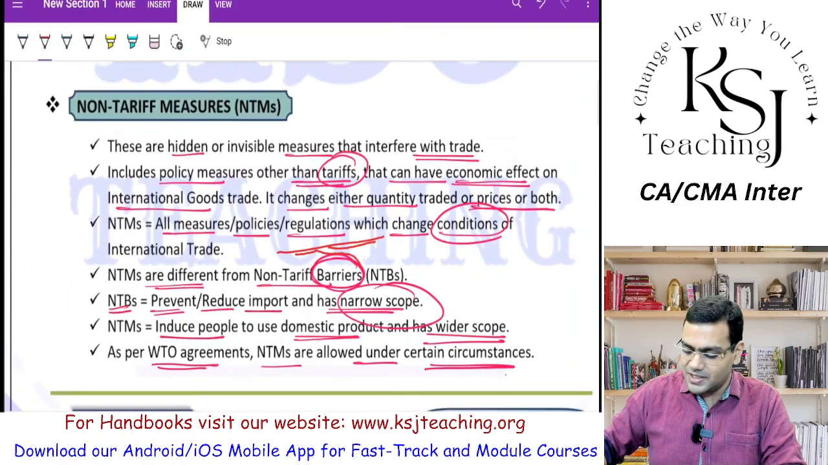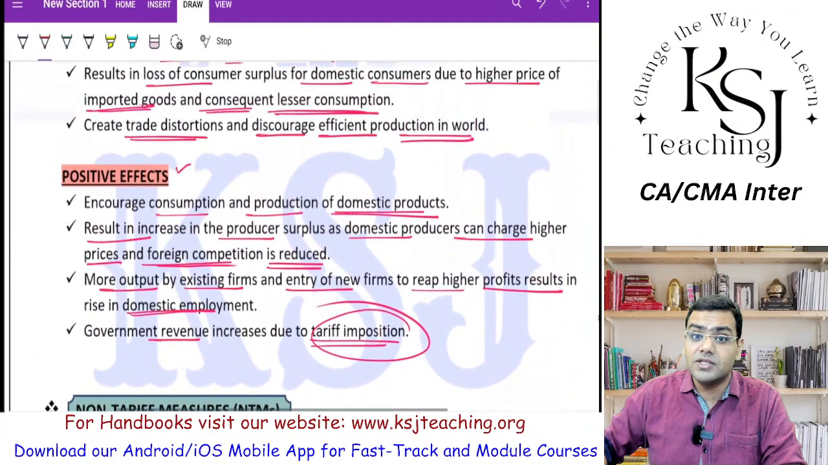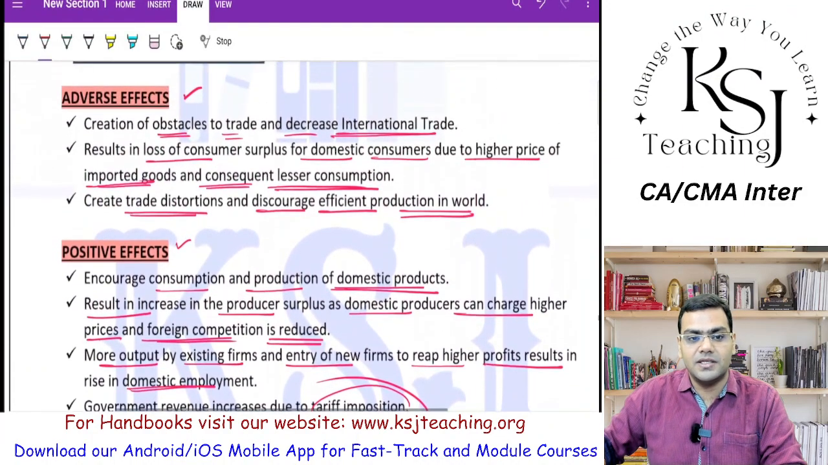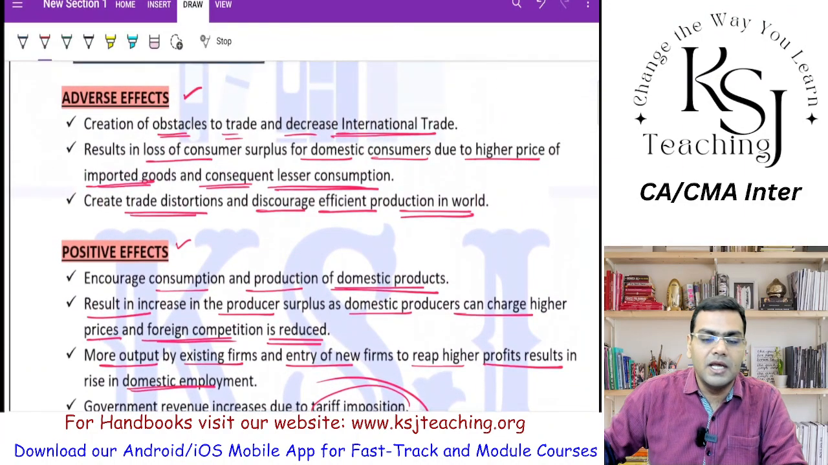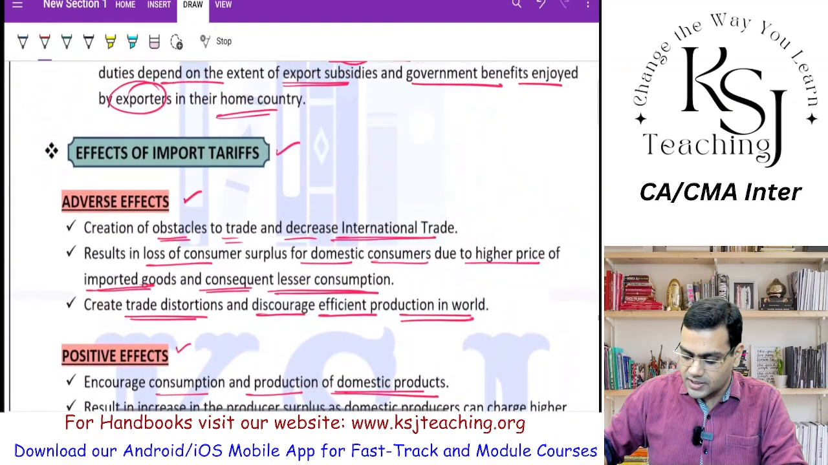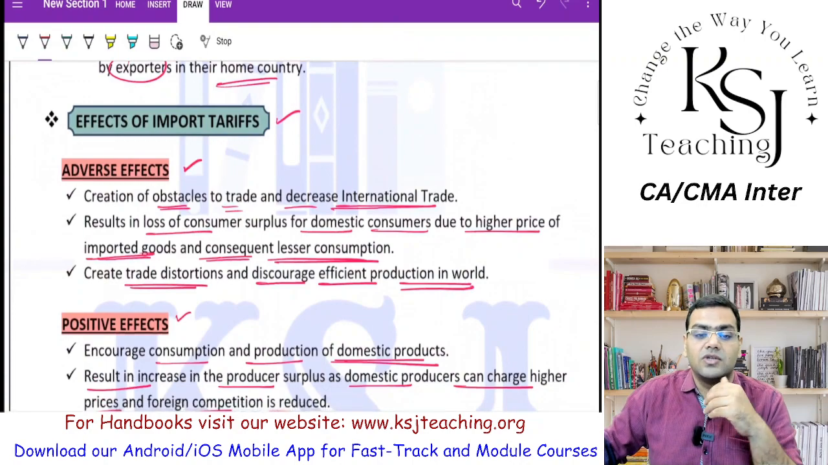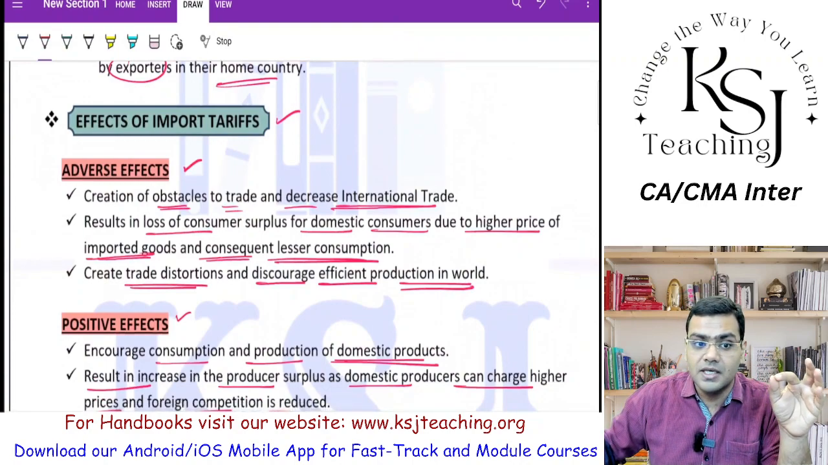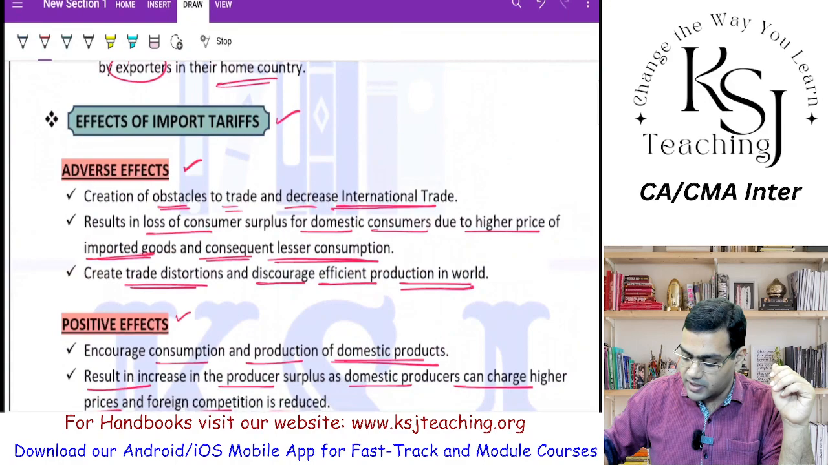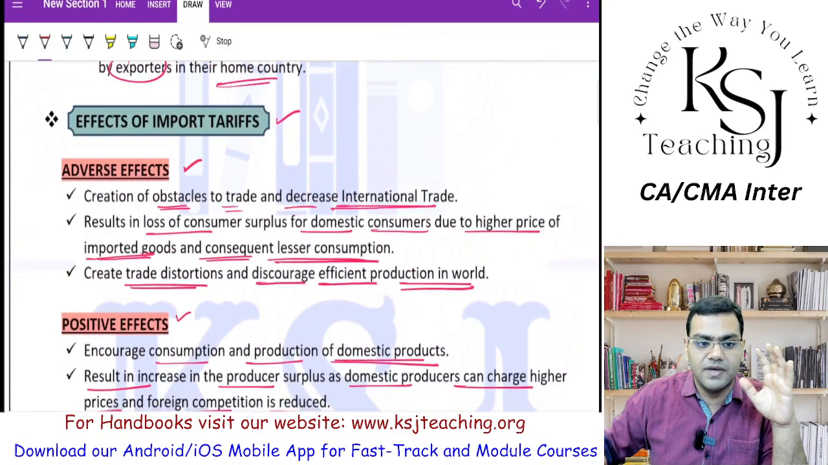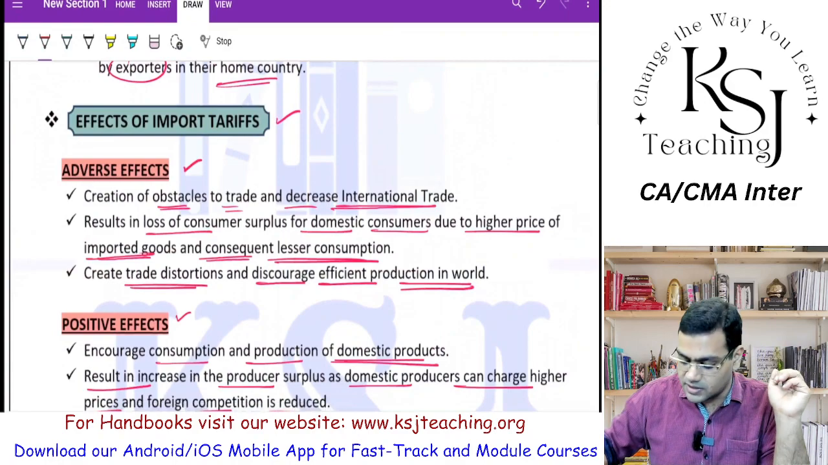So what we have been discussing are the instruments of trade policy, that is the various instruments which are available with the government to control international trade, right? These measures can be tariffs, which have a direct relation to the price, or non-tariff measures. The tariff measures we have already discussed. What are the various types of tariff measures we have discussed, right?